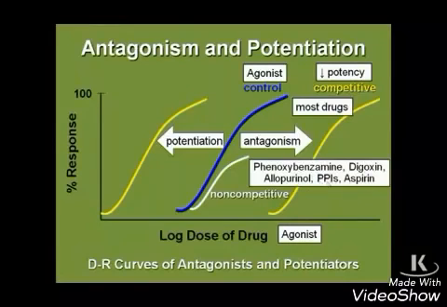PPIs, proton pump inhibitors, drugs like omeprazole, work in the stomach to inhibit the proton pump, which is a hydrogen-potassium ATPase. And then, of course, aspirin. Aspirin is going to irreversibly inhibit cyclooxygenase. So again, this is not all of your non-competitive drugs, but it is a very high-yield list of important non-competitive drugs, all of which are going to generate a dose-response curve that looks like this when compared to an agonist.